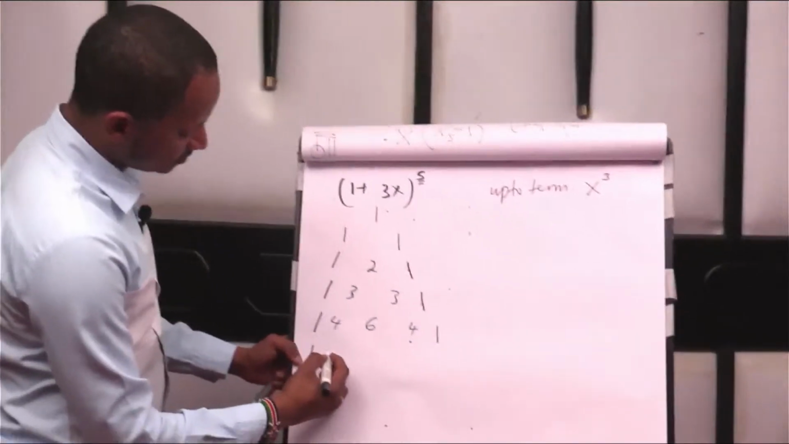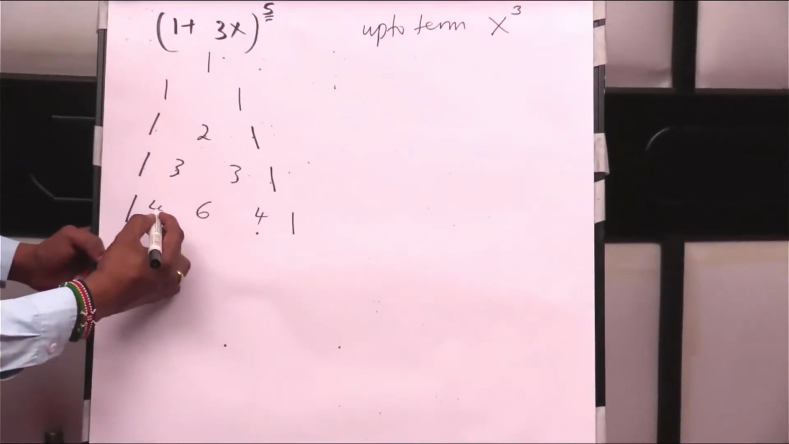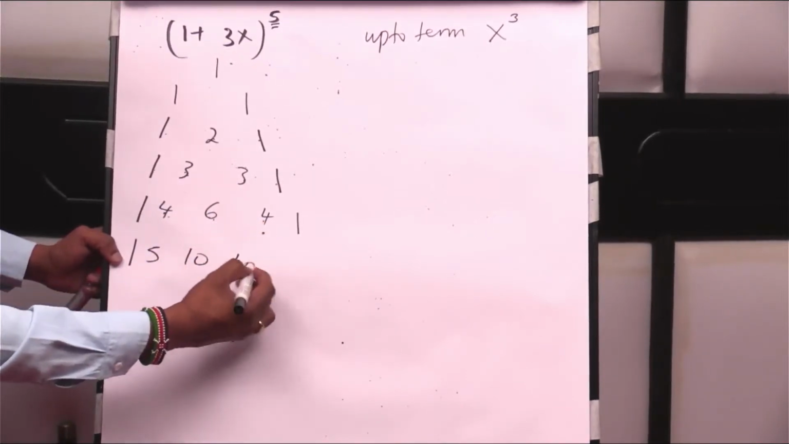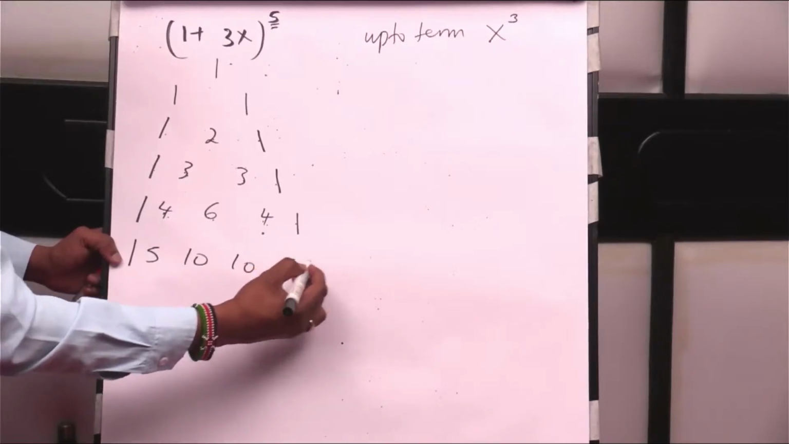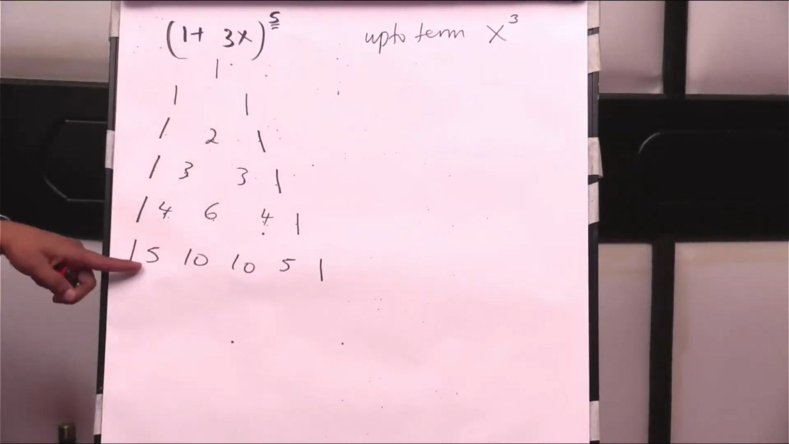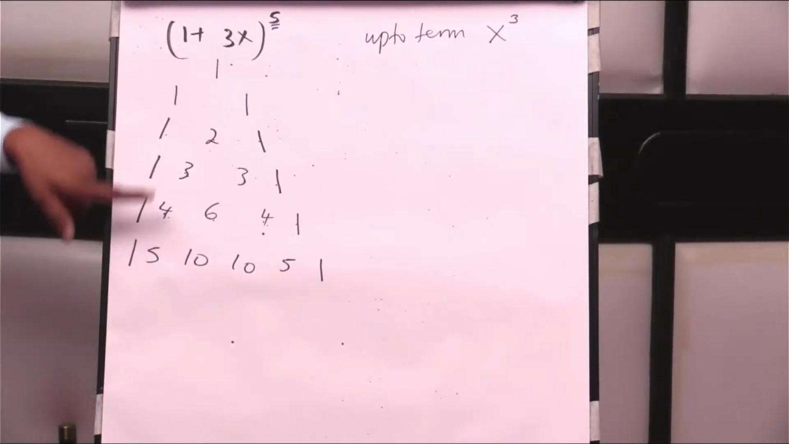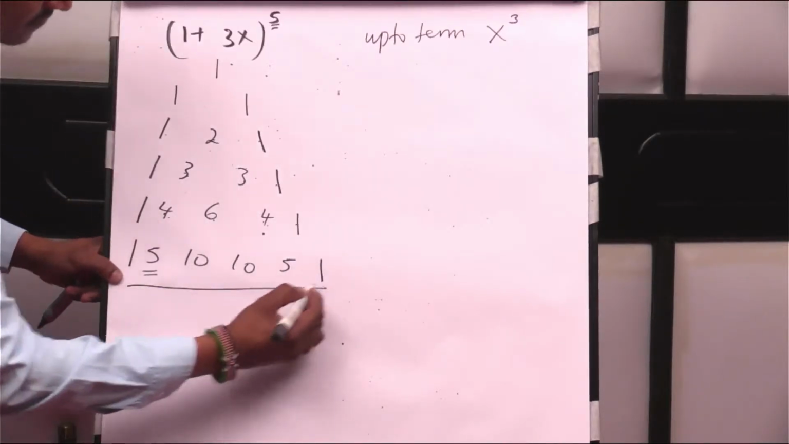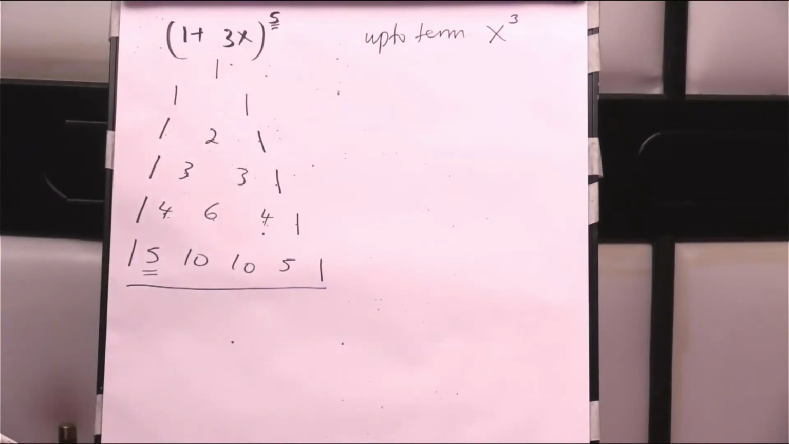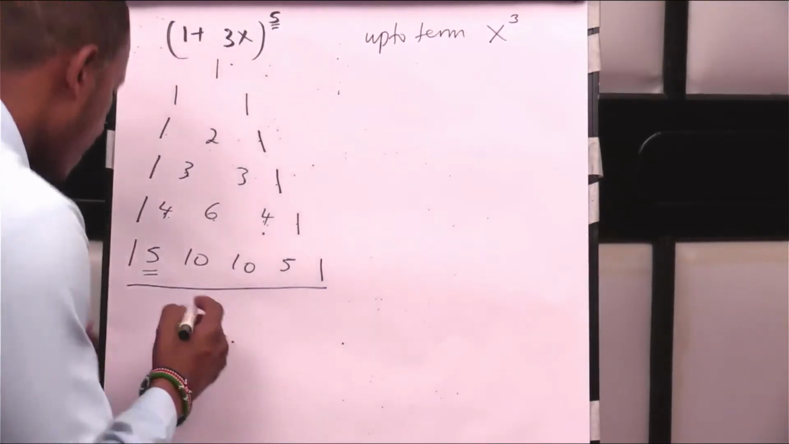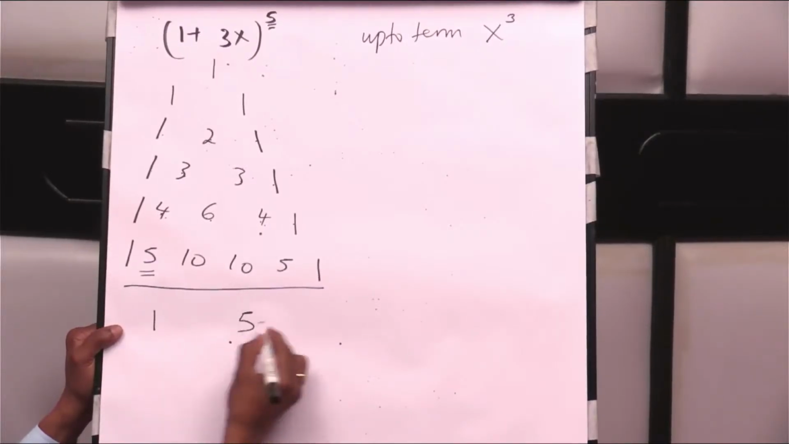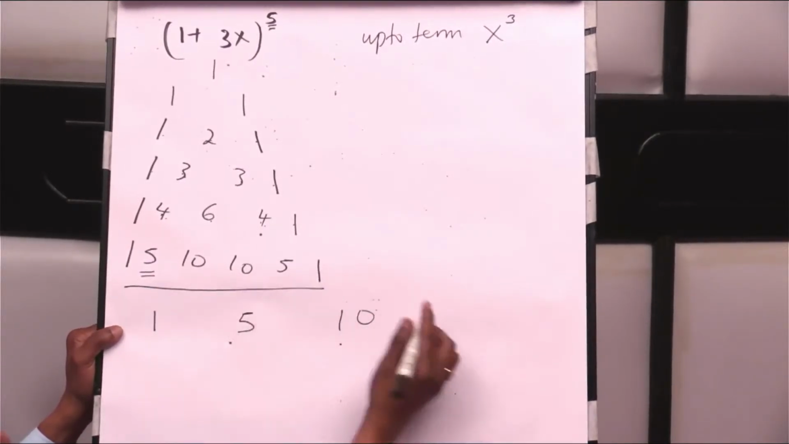Then 1 plus 4, 5. 4 plus 6, 10. 6 plus 4, 10. 4 plus 1, 5, then 1. So we have factors of 5 here. We have factors of 5. 1, 2, 3, 4, 5. So this is what we are interested in. So the factors of 5 are these ones.